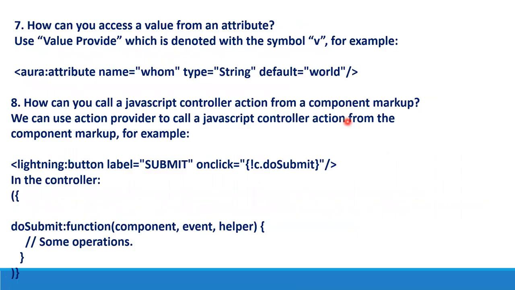How can we access values from the attribute? How can we display them? By using a value provider. Syntax: expression symbol, v dot attribute name, like v.employeeName, v.age, v.subject.name, whatever you want, right? How can you call a JavaScript controller action from component markup? c.functionName. Either onclick or onchange, based on the event we can call c.functionName.